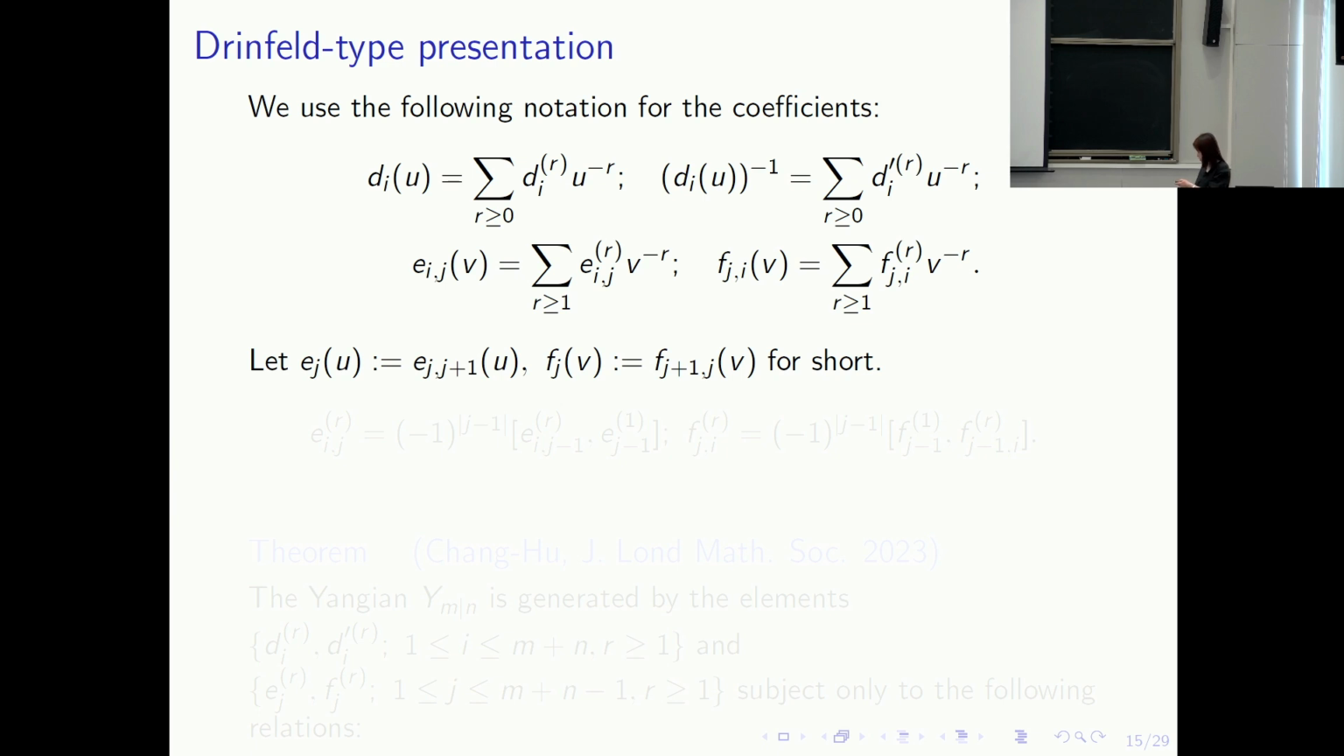We use the following notations: d_i^(r), d_i'^(r), e_ij^(r), f_ji^(r) for the coefficients in these formal power series. Then in terms of quasi-determinants, we have inductive relations. By induction, we can get it.